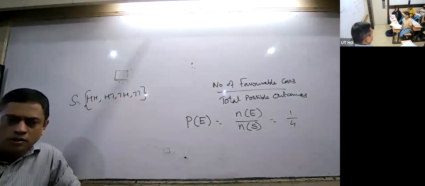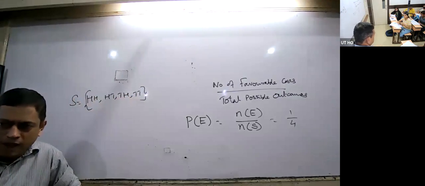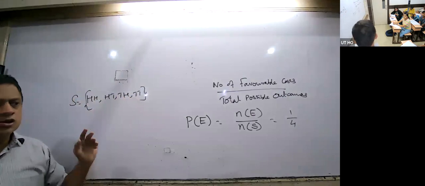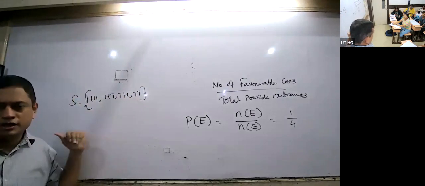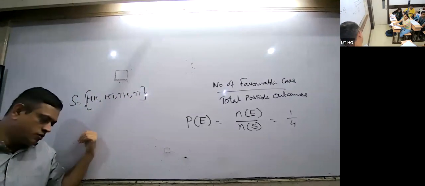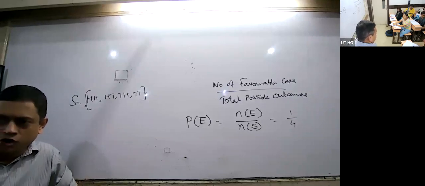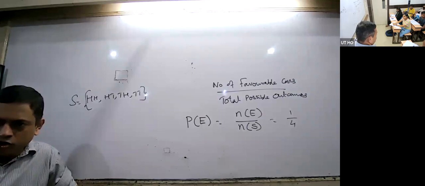Sir, I didn't understand that. At most means maximum. At least means minimum. Maximum means start from 0 till that number. Minimum means from that number till the maximum one. Okay. Are you followed, all of you? Yes. Everyone followed? Yes, sir.